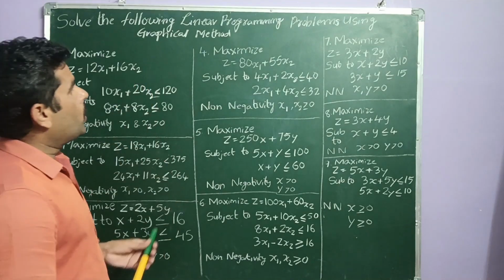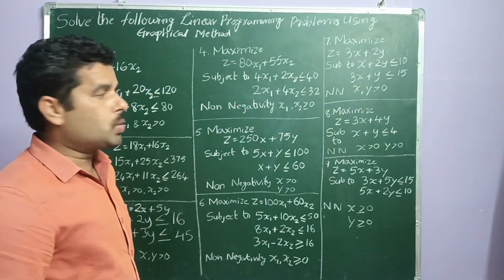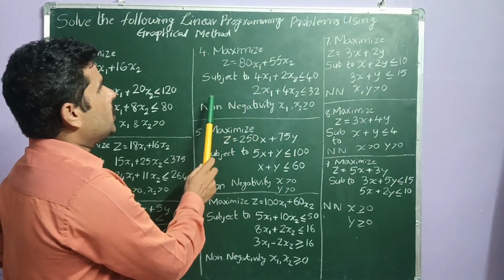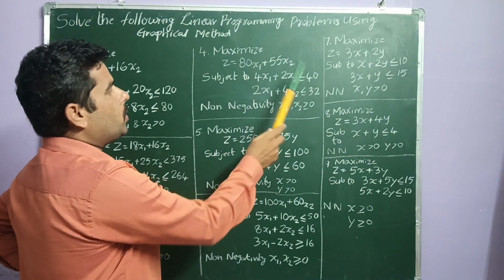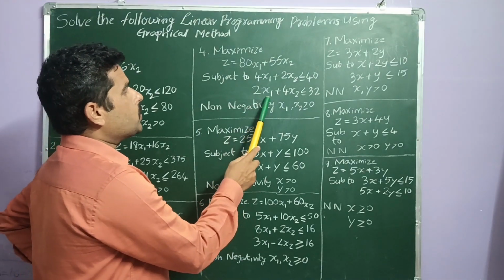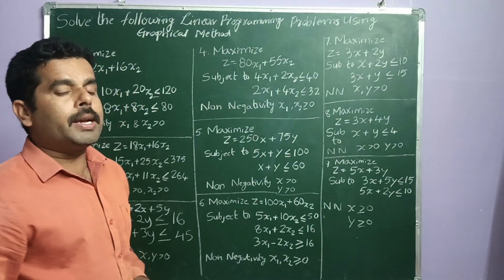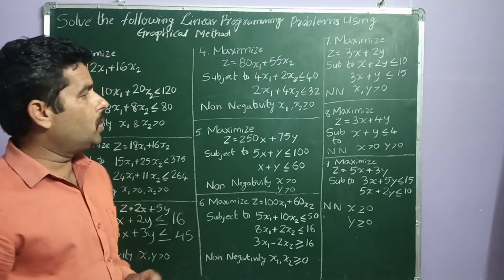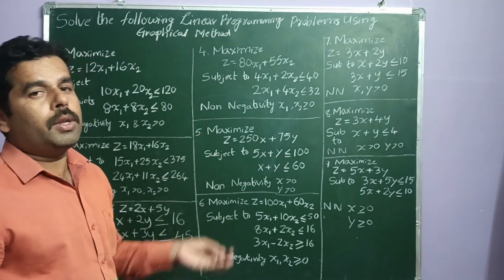Then problem number 4 here. Maximize z = 8x1 + 55x2 subject to constraints: 4x1 + 2x2 ≤ 40, constraint number 1. Then the second constraint: 2x1 + 4x2 ≤ 32. Then non-negativity: x1, x2 ≥ 0. This is problem number 4. The same procedure, the same method you can follow.